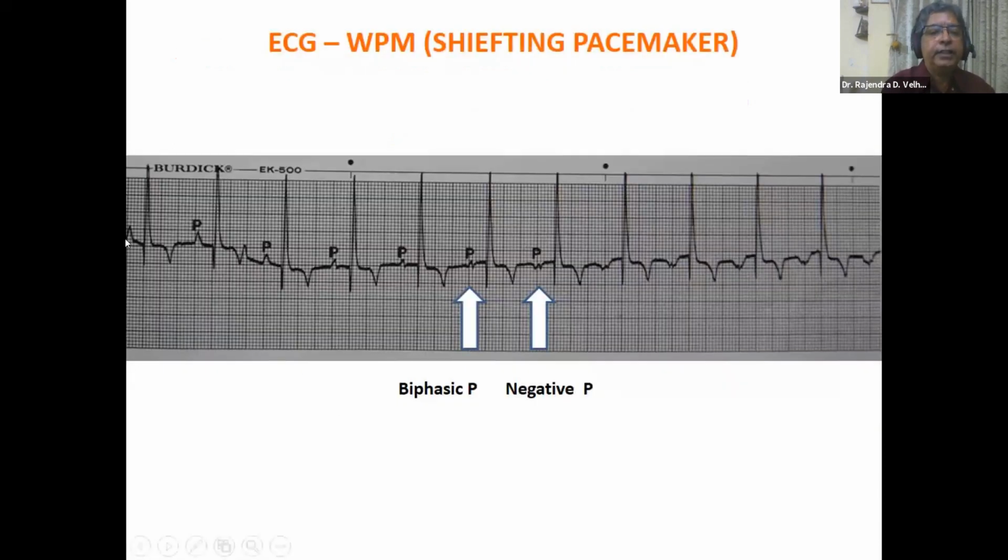Now in this particular ECG, we have seen that the pacemaker starts shifting from the SA node to the AV node, and therefore you can see the change in amplitude of the P waves. They become smaller and smaller. At this point, they become biphasic P waves, and here it becomes totally negative. That means here the impulse has shifted totally to the AV node or to the junctional tissue. And therefore, from here onwards, the rhythm is not sinus, but it is classified as a junctional rhythm. So the P waves can be negative when the impulse originates from the AV node.